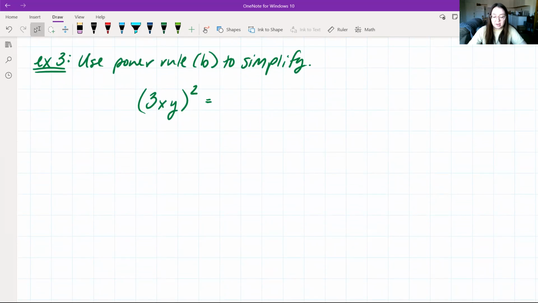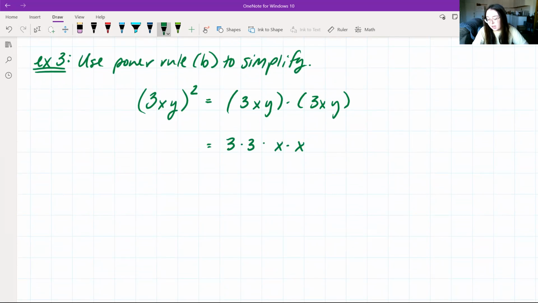All right, so example 3. Now we want to use the power rule B to simplify 3xy to the power of 2. So 3xy to the power of 2 is the same as saying 3xy times 3xy, which we can once again just rearrange as 3 times 3 times x times x times y times y. So in this case, we have 2 factors of 3, 2 factors of x, and 2 factors of y. So this will end up being 3 to the power of 2 times x to the power of 2 times y to the power of 2.